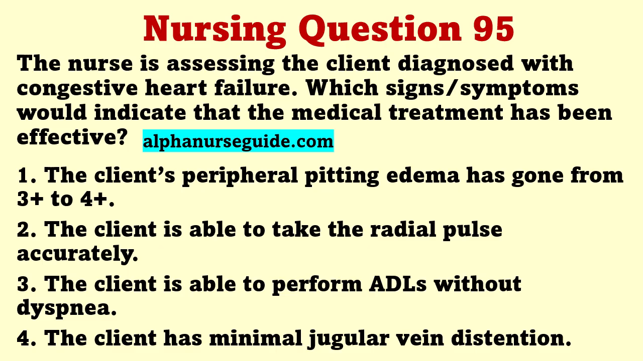Pitting edema changing from 3+ to 4+ indicates a worsening of the CHF. The client's ability to take the radial pulse would evaluate teaching, not medical treatment. Any jugular vein distension indicates that the right side of the heart is failing, which would not indicate effective medical treatment. When asked to determine whether treatment is effective, the test taker must know the signs and symptoms of the disease being treated. An improvement in the signs and symptoms indicates effective treatment.